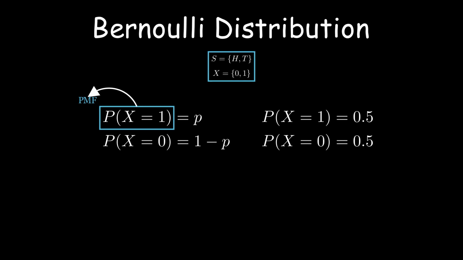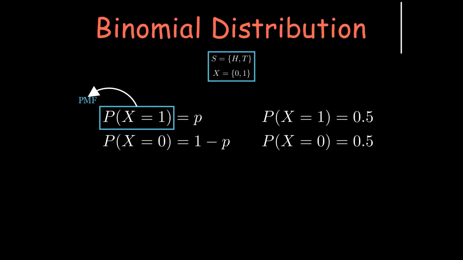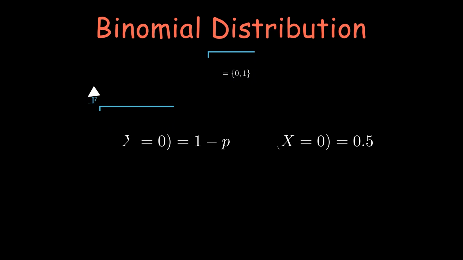Now that we have understood the Bernoulli distribution, it would be easier to understand the binomial distribution. The binomial distribution generalizes the Bernoulli distribution to the case of multiple independent trials. Binomial distribution is essentially the sum of n independent Bernoulli trials. Mathematically, binomial distribution is defined as follows.